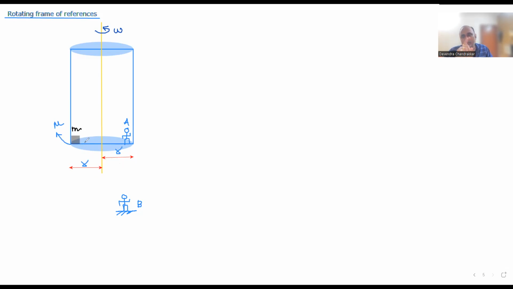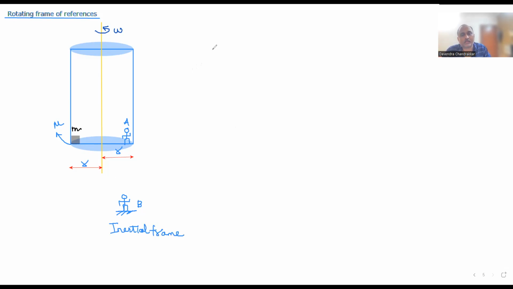Now, the block is not sliding over the floor. Neither is this man A sliding over the floor. They are diametrically opposite. This man B is on the ground, so this man is in an inertial frame. Yes or no, all of you? He is in a non-accelerated frame. Now, that is the inertial frame. Now what will be the non-inertial frame?